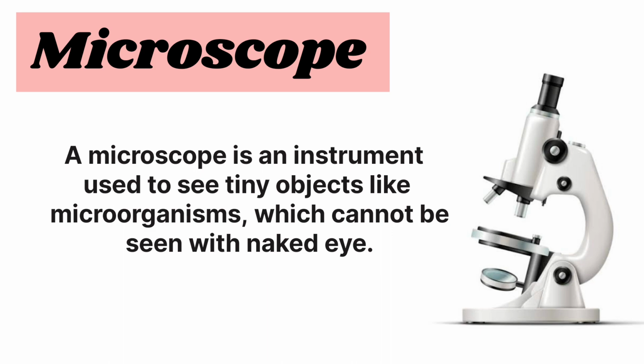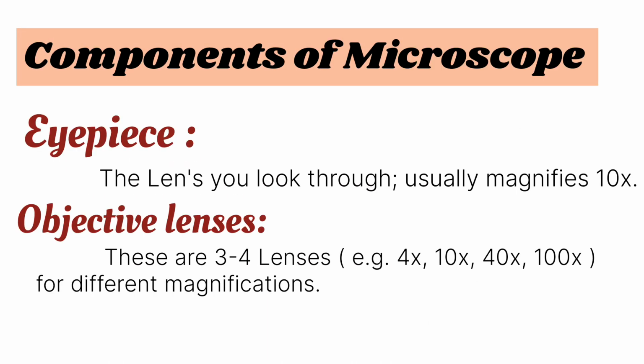Microscope. A microscope is an instrument used to see tiny objects like microorganisms, which cannot be seen with the naked eye. Components of microscope. Eyepiece. The lens you look through, usually magnifies 10x. Objective lenses. These are 3 to 4 lenses, e.g. 4x, 10x, 40x, 100x for different magnifications.